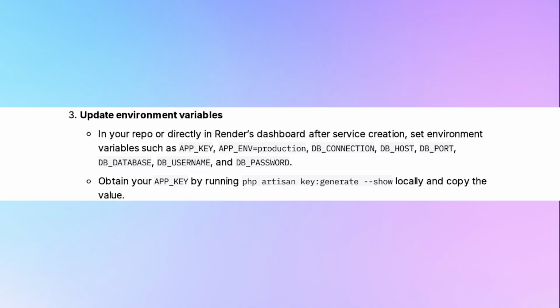Then the third step is updating environment variables. So in your repo or directly in Render's dashboard, after service creation, set environment variables such as APP_KEY, APP_ENV equal to production, DB_CONNECTION, DB_HOST, DB_PORT, DB_DATABASE, DB_USERNAME and DB_PASSWORD. Now obtain your app key by running php artisan key:generate --show locally and copy the value.